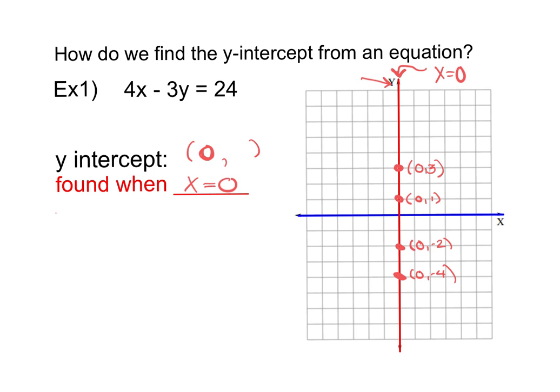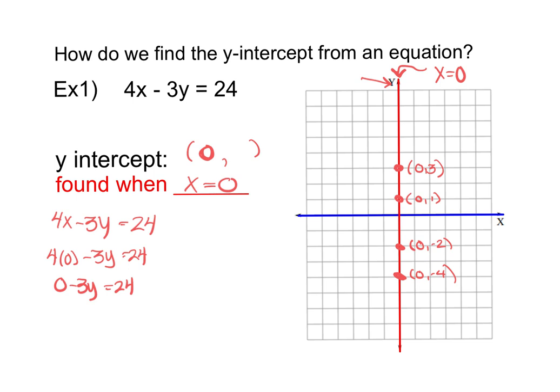We're going to take that same function, 4x minus 3y equals 24. In order to find our y-intercept, we're going to replace x with 0. So we have 4 times 0 minus 3y equals 24. Well, 4 times 0 is just 0, so that's going to be 0 minus 3y equals 24.